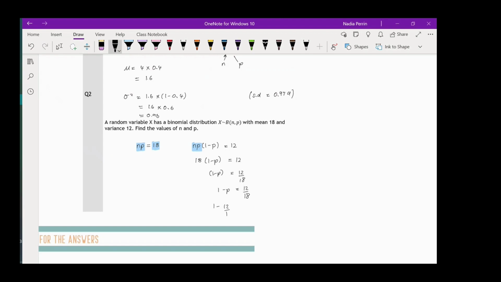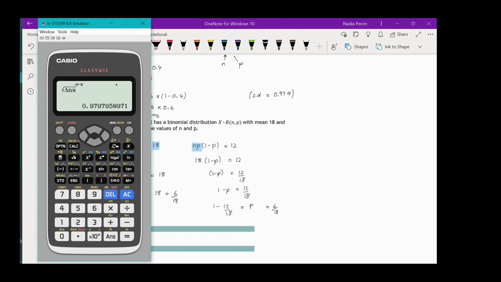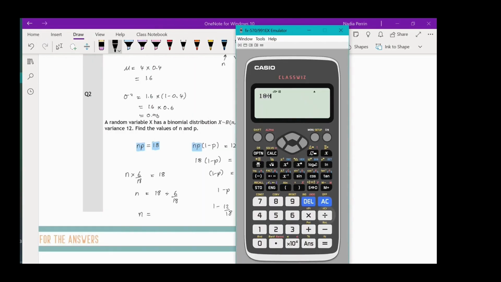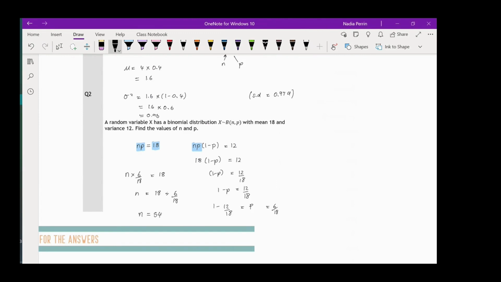So just 1 minus 12 over 18, you're going to find out that P is 6 out of 18. And then you can just chuck that in here. So N times 6 over 18 equals 18. And so N is equal to 18 divided by 6 over 18. So N is equal to 54. And that is how we work it out.